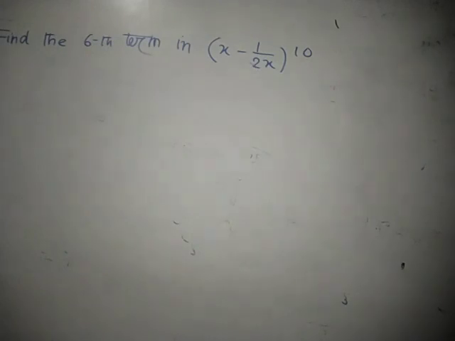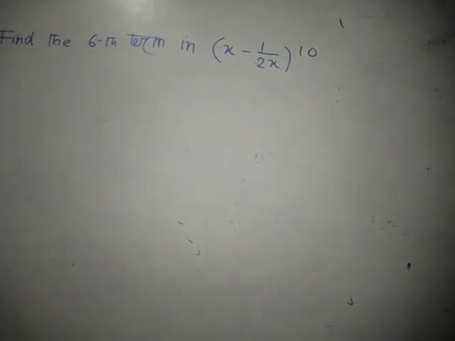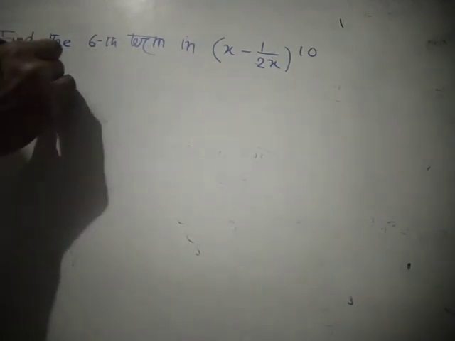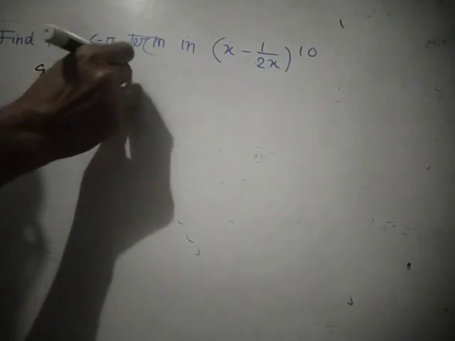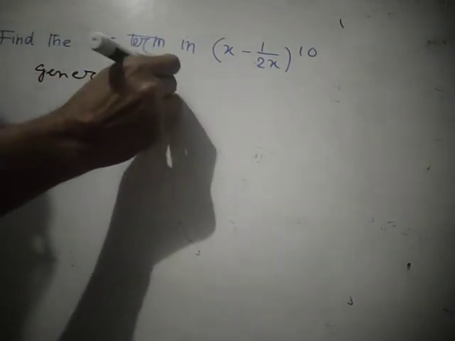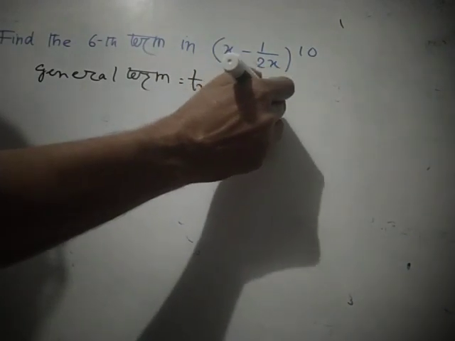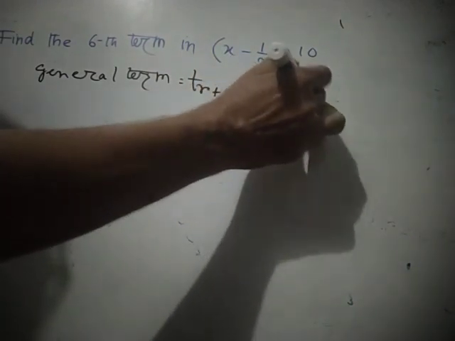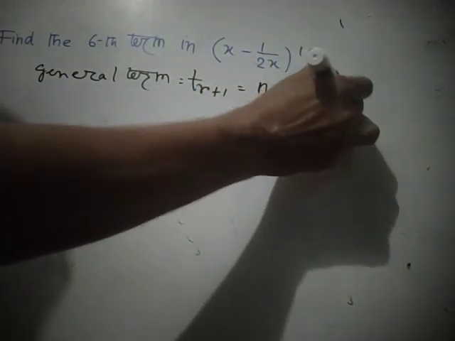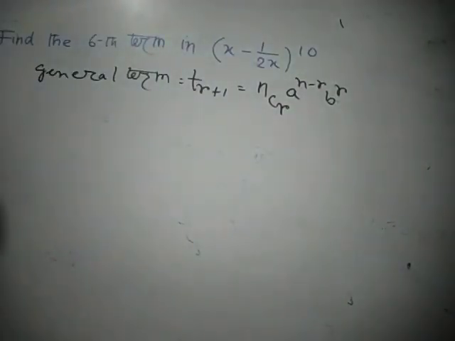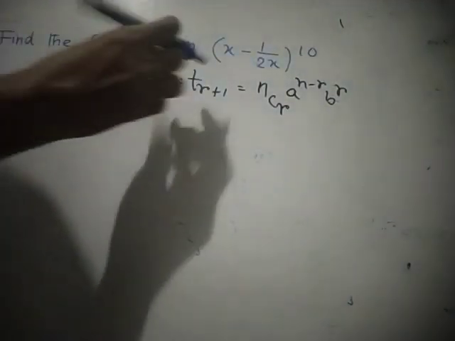For this we need to know the formula for the general term. The general term formula is T(r+1) equals nCr a to the power n minus r, b to the power r.